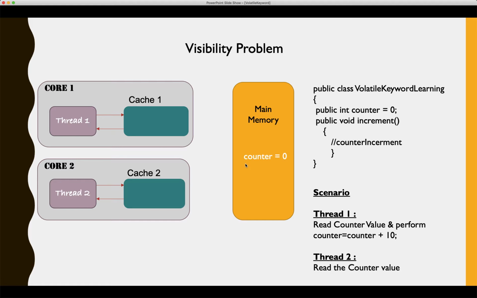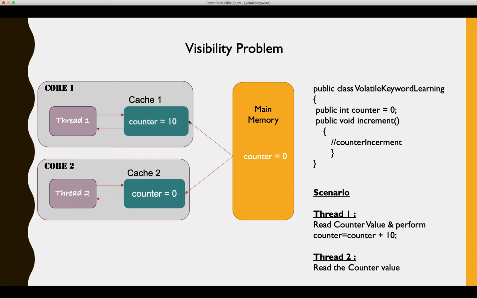In my main memory I first have counter = 0. As I wanted to perform the operation in thread 1, this counter = 0 is loaded into cache 1. Now I am doing the operation and my counter value becomes 10. Meanwhile thread 2 tries to read the counter value and again reads it from main memory, but it is reading the old value of the counter, that is counter = 0.